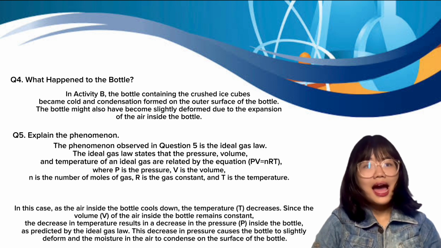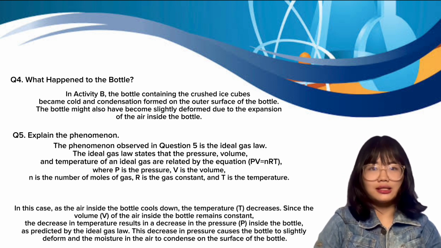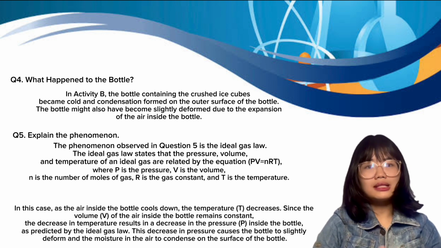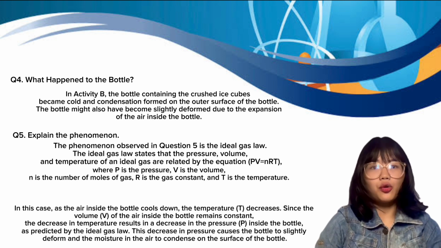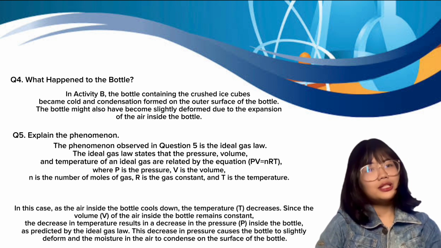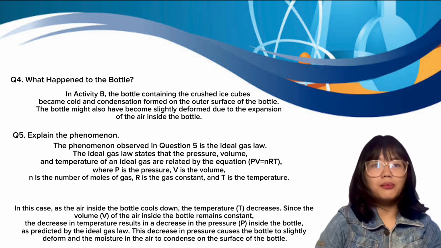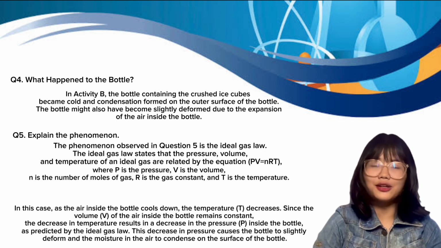In this case, as the air inside the bottle cools down, the temperature, or T, decreases. Since the volume, or V, of the air inside the bottle remains constant, the decrease in temperature results in a decrease in the pressure, or P, inside the bottle, as predicted by the ideal gas law. This decrease in pressure causes the bottle to slightly deform and the moisture in the air to condense on the surface of the bottle.